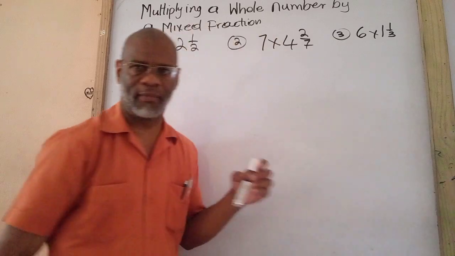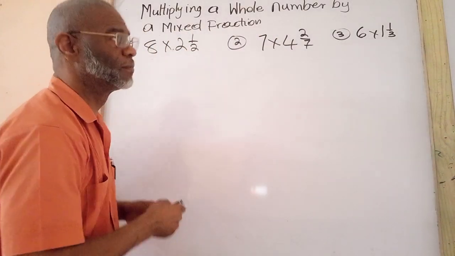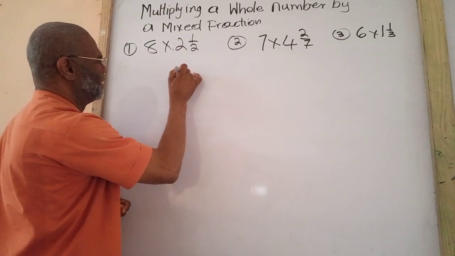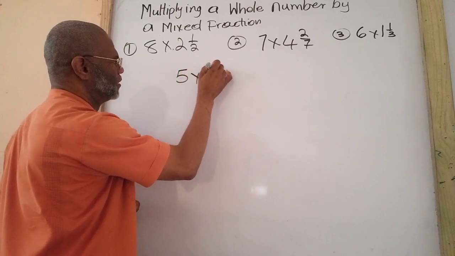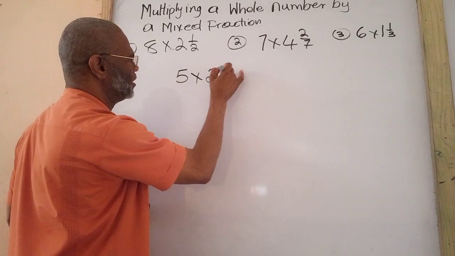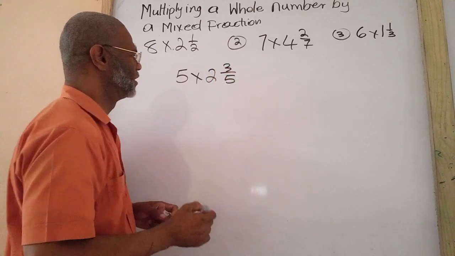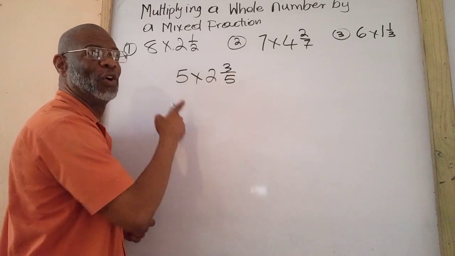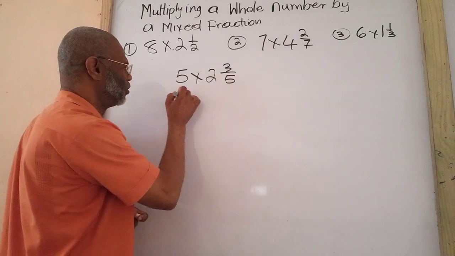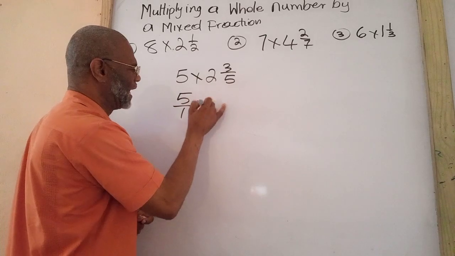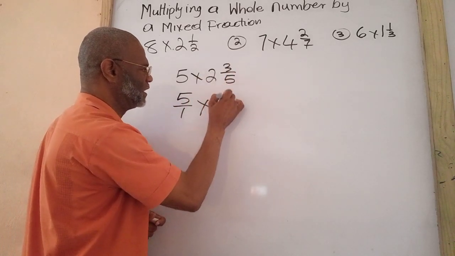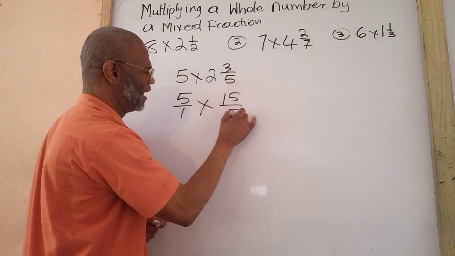And let's do one more. Alright? So say we have 5 times 2 and 3/5. Good? So we do the same thing. We can make the whole number into a fraction by putting it over 1. 2 times 5 is 10, 10 plus 3 is 13 over 5.